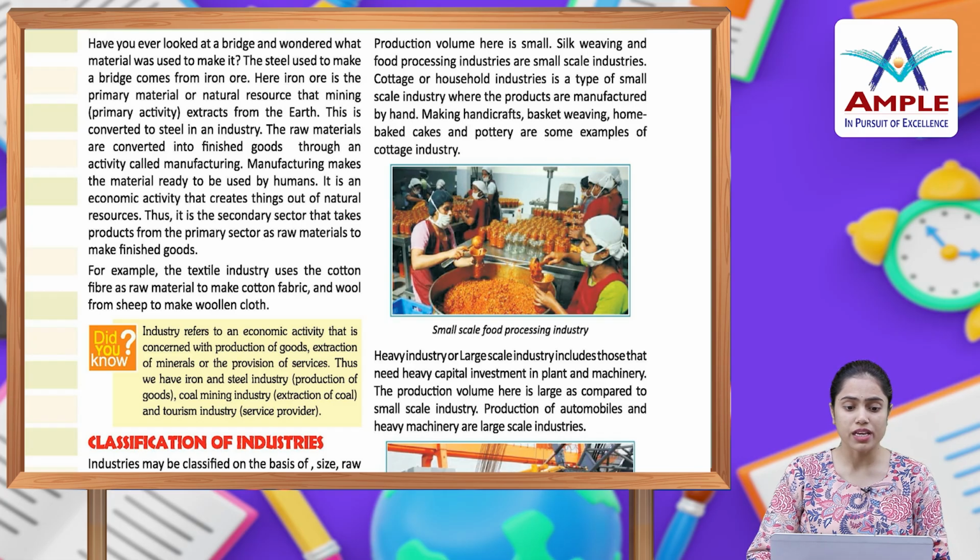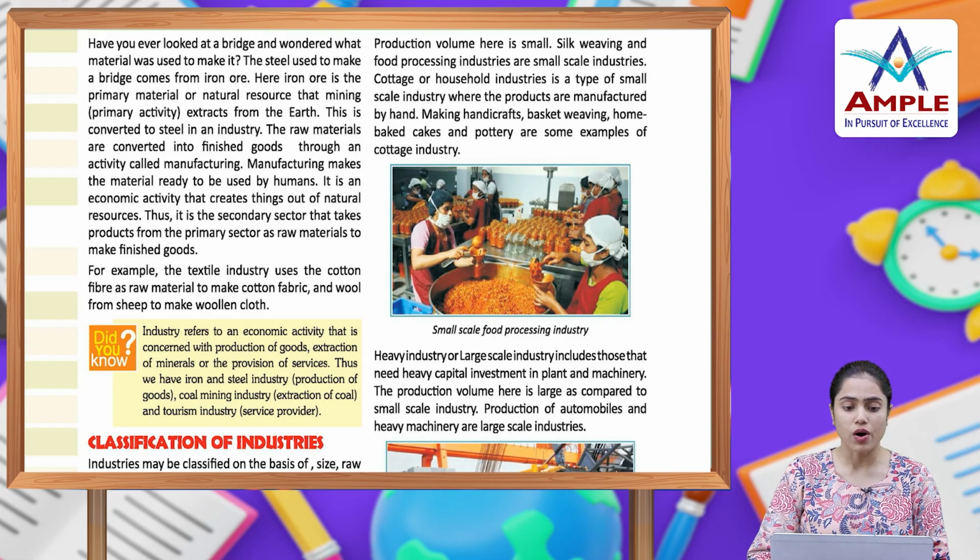The steel used to make a bridge comes from iron ore. Here, iron ore is the primary material or natural resource that mining, a primary activity, extracts from the earth. This is converted to steel in an industry. The raw materials are converted into finished goods through an activity called manufacturing. Manufacturing makes the material ready to be used by humans.